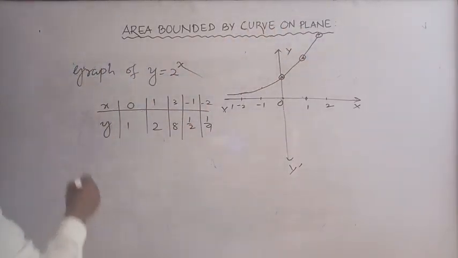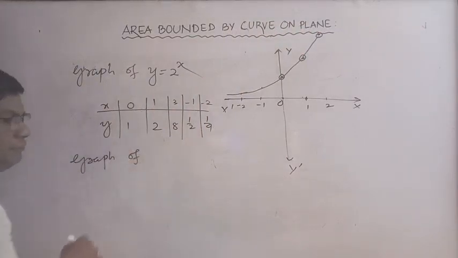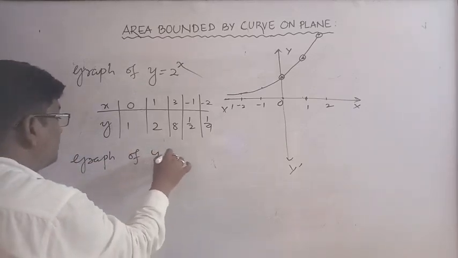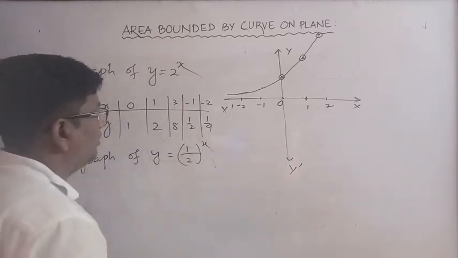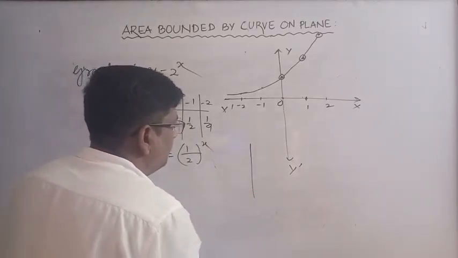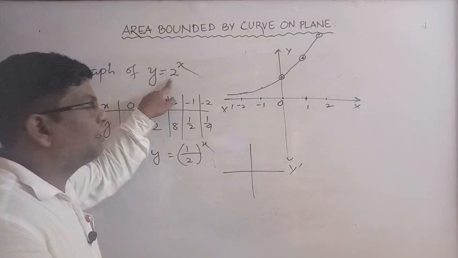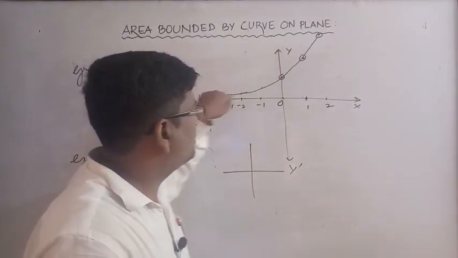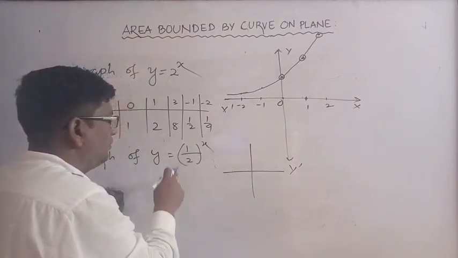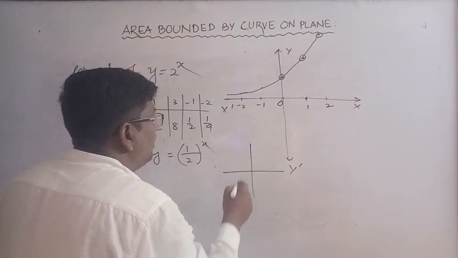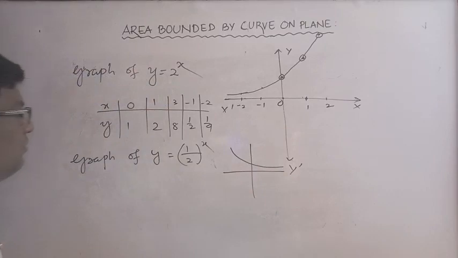Okay. So the graph of y is equal to 1 by 2 to the power x is like this. If the base is greater than 1, the graph is like this, and if the base lies between 0 to 1, then the graph will be like this.